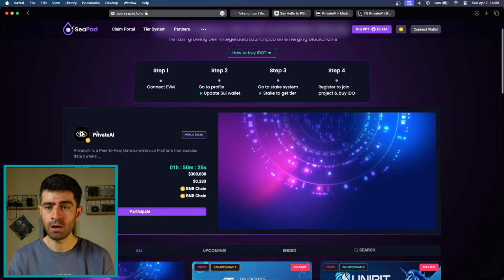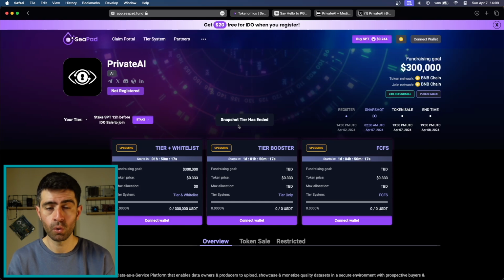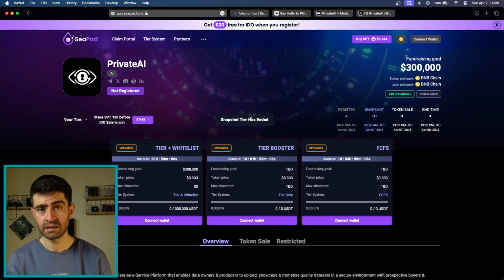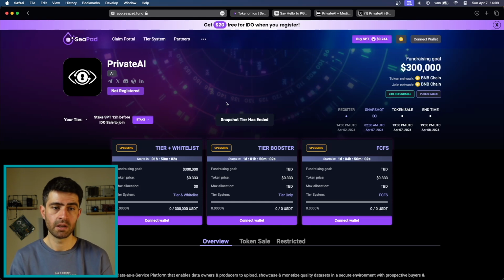The guaranteed round, where investors can purchase a guaranteed allocation based on their tier. The booster round, which increases the maximum allocation for all investors by a predetermined percentage. And the first come, first serve round, where tokens unsold in the previous rounds are available for purchase. Participating in Seapad sales provides access to various benefits within the ecosystem, including future sales and governance voting.